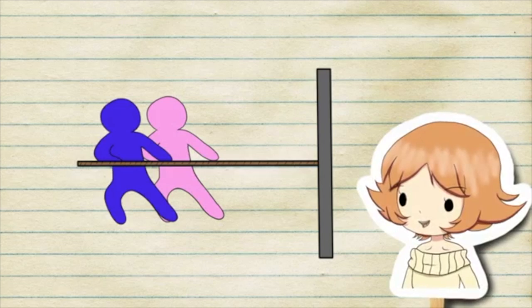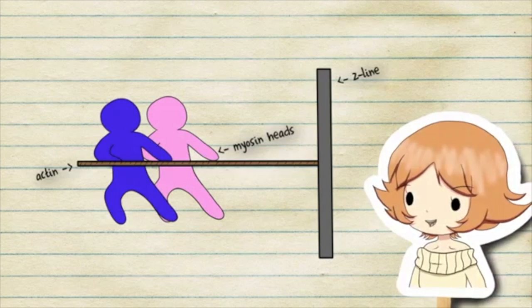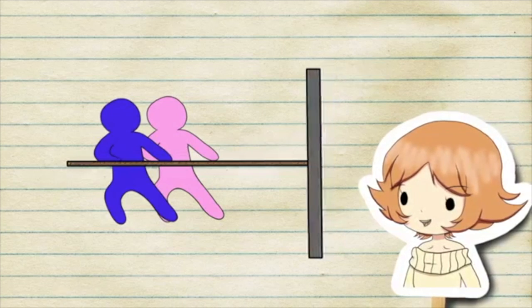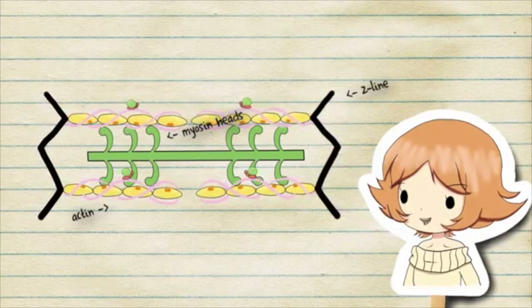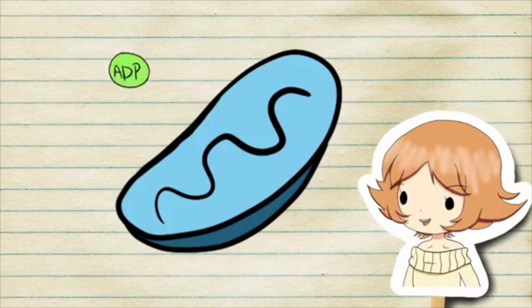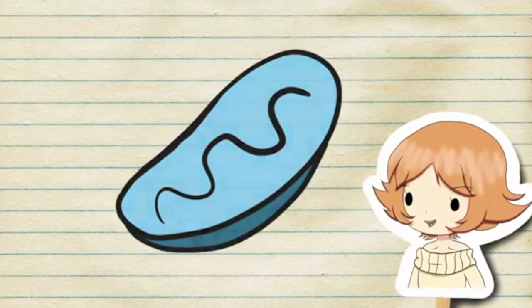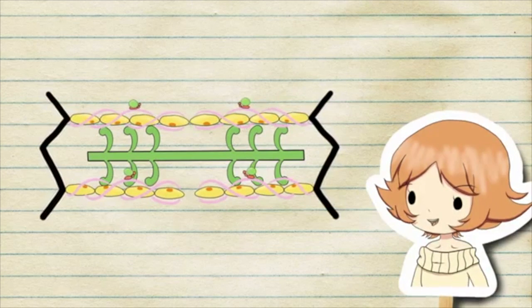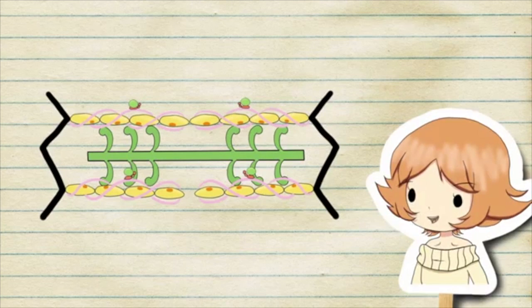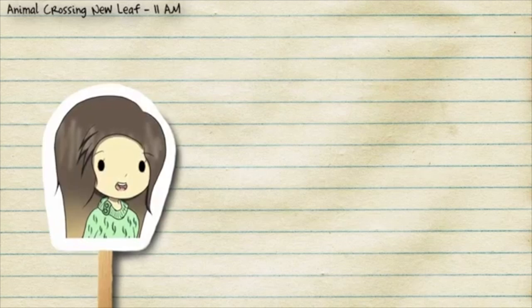The people's hands are the myosin heads, the rope is the actin, and the wall is the Z-line. The myosin heads move the actin towards the center of the sarcomere. This releases ADP and a phosphate from the myosin. ADP then goes back to the mitochondria for recharging. The myosin continues to pull on the actin and shorten the sarcomere. This is called contraction. But our muscles don't stay contracted.